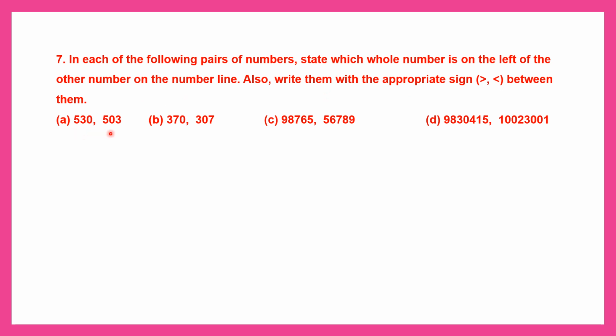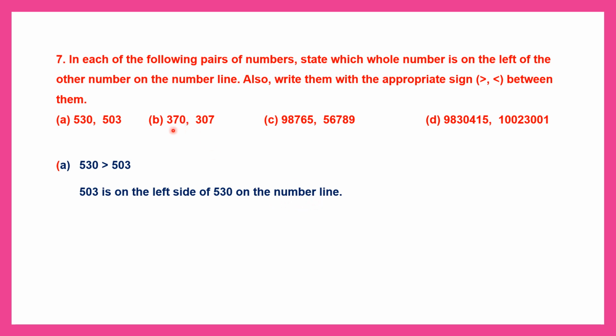So here we have 530 and 503. Let's write that down first. 530 is greater than 503. Isn't it? And always remember the smaller number is on the left side. Which is the smaller number? 503. So if you draw a number line, 503, the smaller number, will be on the left side compared to 530. So 503 is on the left side of 530 on the number line.